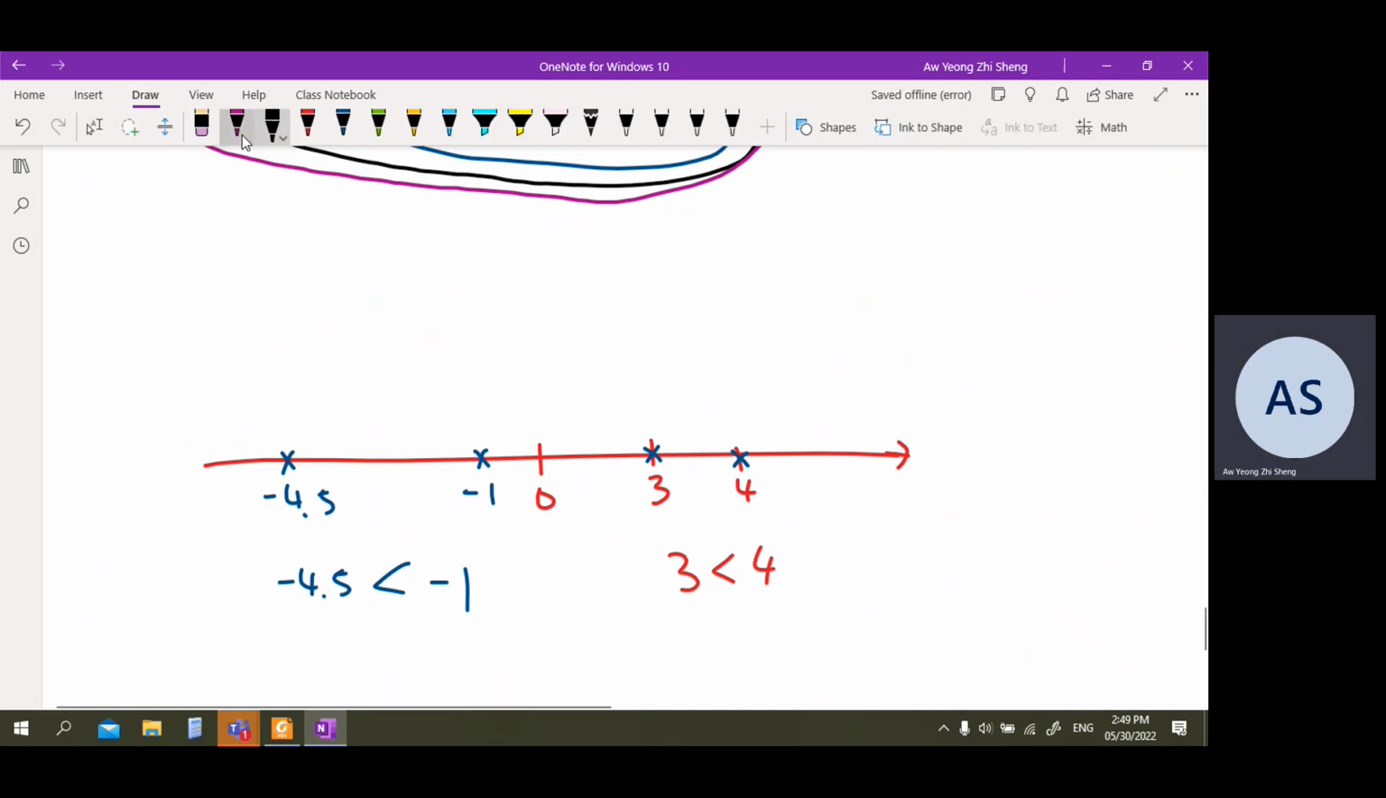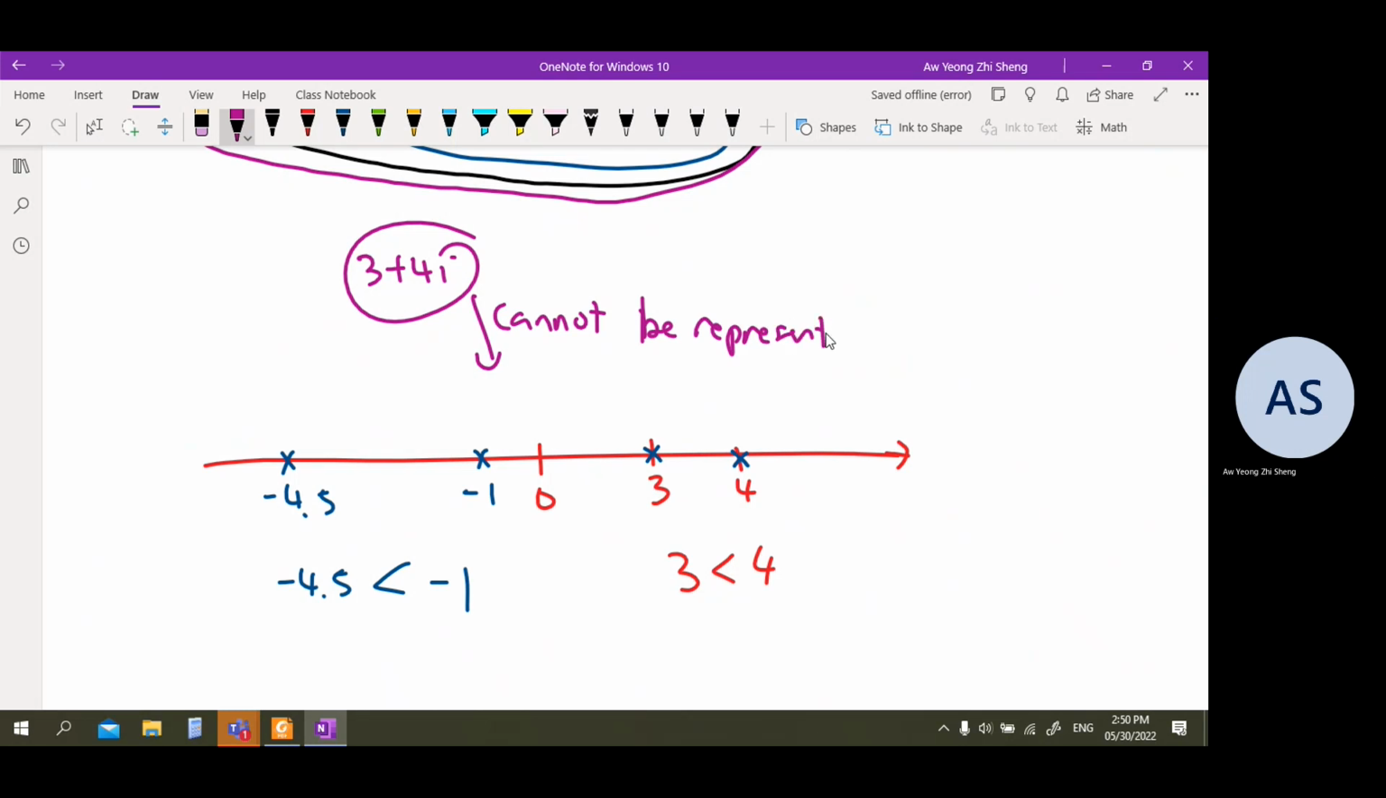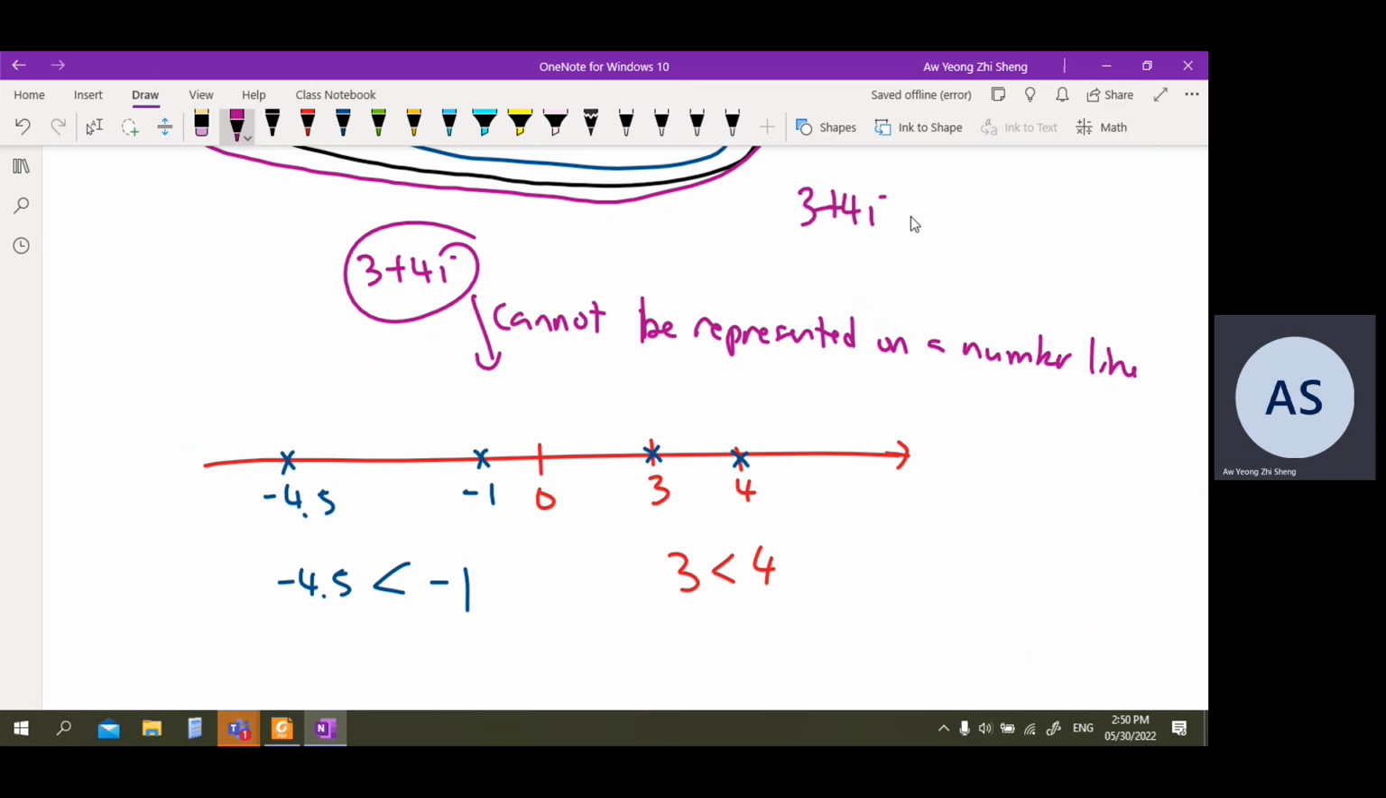However, for a complex number, for example, the number 3 plus 4i, it cannot be represented on a number line. Any number that contains i cannot be represented on a number line. So if we want to compare 3 plus 4i and 5 plus 2i, between these two numbers, which one is larger? Well, we cannot compare at all.